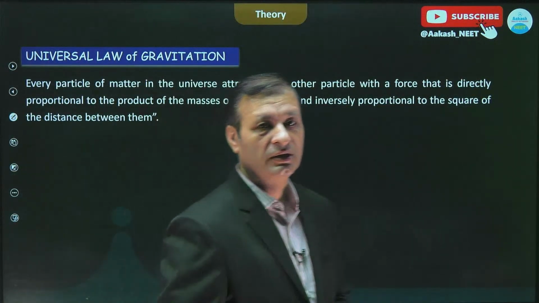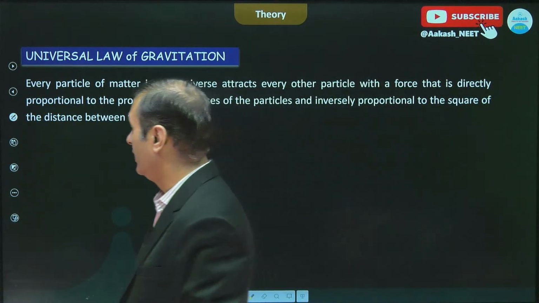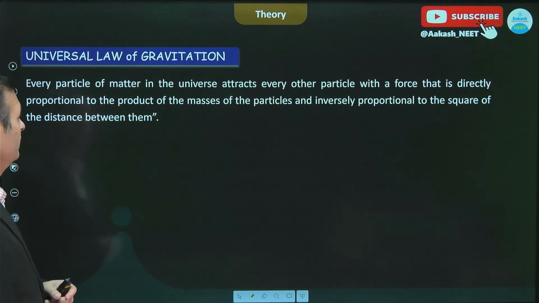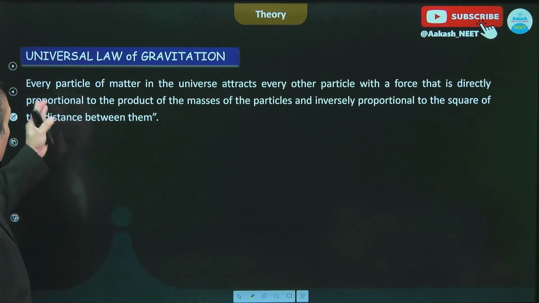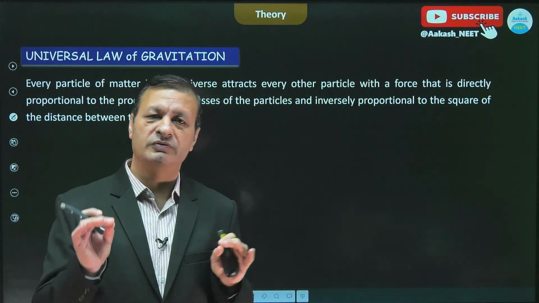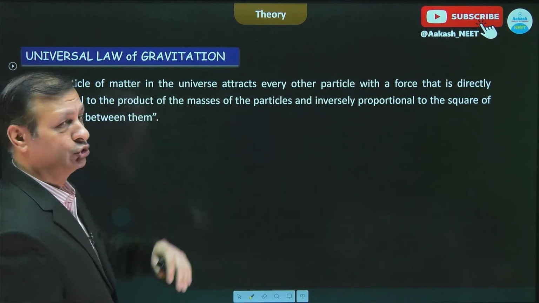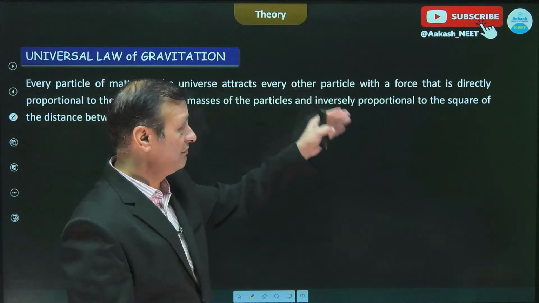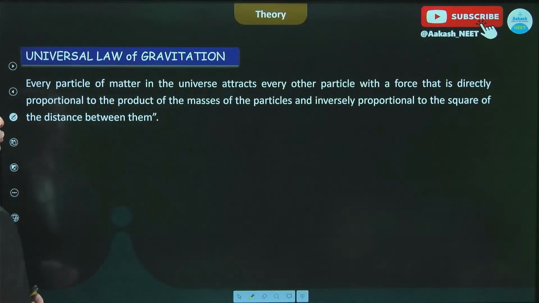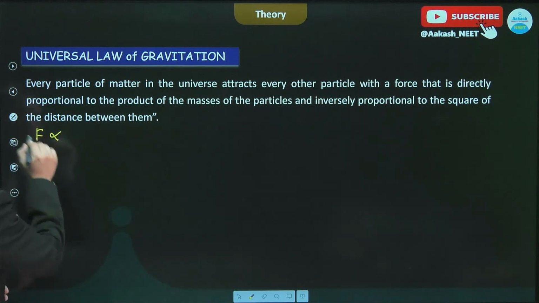Then the next part of this important chapter is the universal law of gravitation, and this is Newton's law of gravitation. It is stated by Newton and verified by Newton experimentally. It says every particle of matter, every particle howsoever small it may be, in the universe attracts every other particle with a force which is directly proportional to the product of the masses.